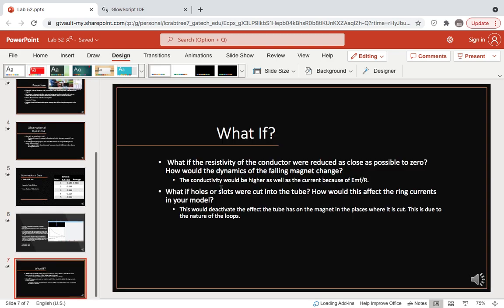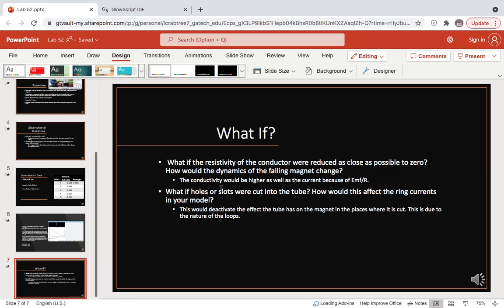So here's to top off the lab with some discussion questions. What if the resistivity of the conductor were reduced as close as possible to 0? How would the dynamics of the falling magnet change? So in this case, the conductivity would be higher as well as the current, because current is EMF over R.